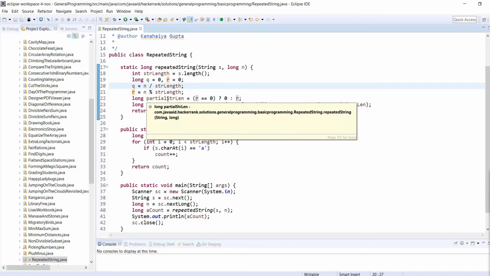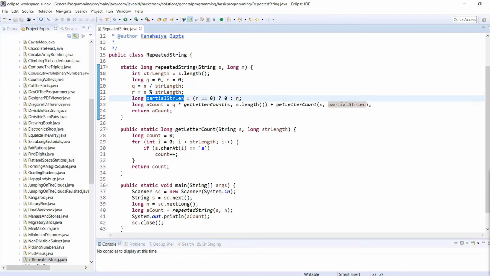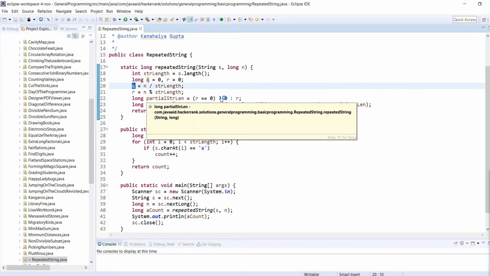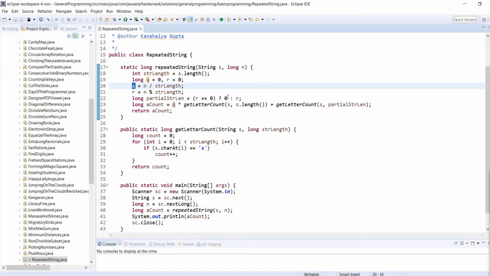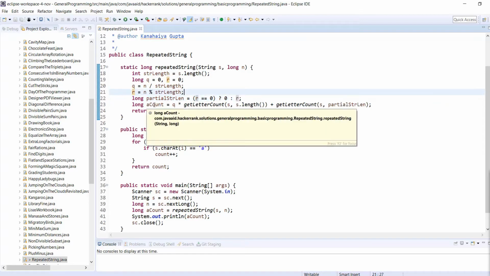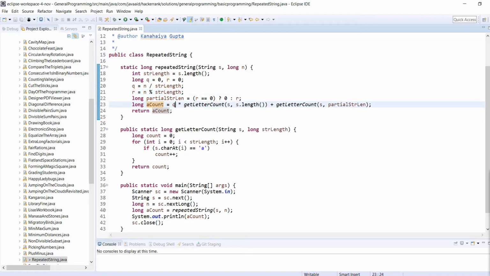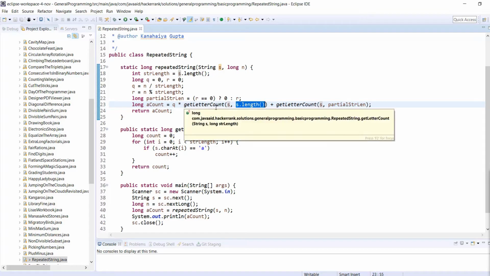So if the partial string length is 0, what does it mean, guys? If R is 0, it means only the Q will be considered. So if R is 0, we don't need to consider the partial length, it will be 0. If R has some value, then we will consider that also. So the A count will be Q into the letter count of S, which is the initial string, and the length of the string. So we have to first find out the number of A's in the initial string.